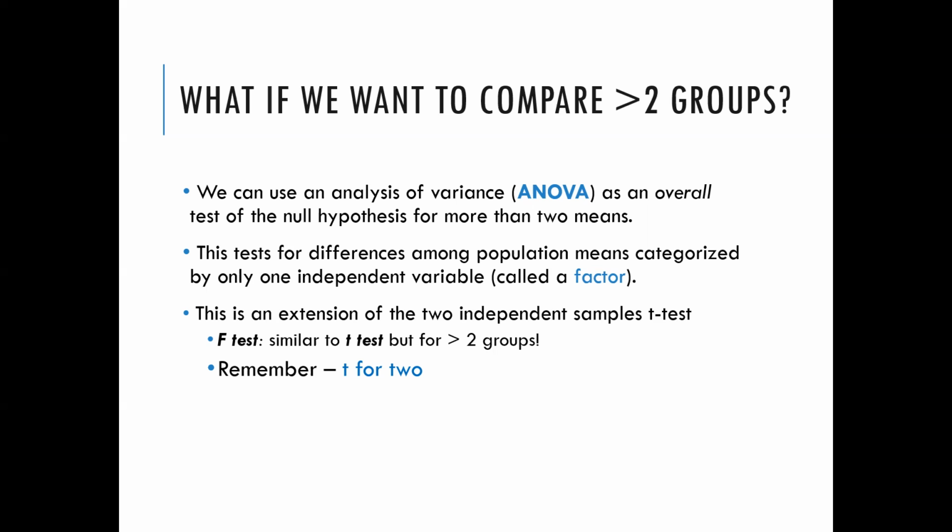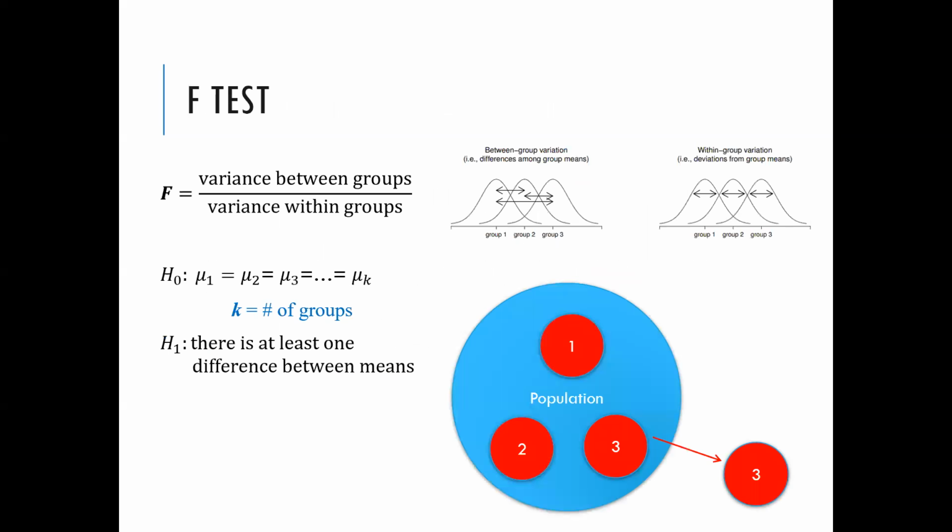So again, it's similar to a t-test, but this time we can use it when we have a situation where we have more than two groups. So remember, t-tests are for two, so t for two, but if we have more than two groups, then we would use an f-test or ANOVA. So the F statistic for the f-test is just the variance between groups divided by the variance within groups.